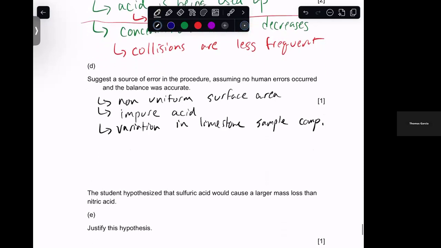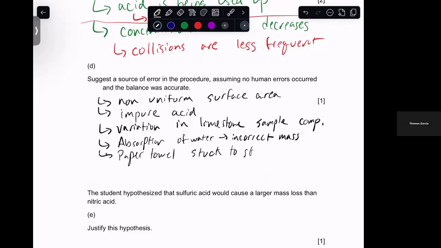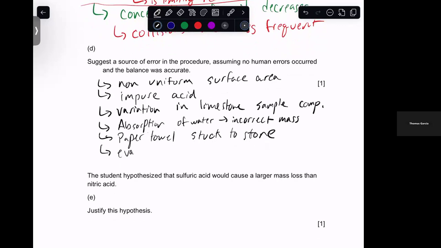There could be an absorption of water. The stone can soak up some water, which would lead to incorrect mass. Because then you're not just measuring the mass. In addition to incorrect mass, you could have paper towel stuck to the limestone, because they said they dried it off with paper towel when the best way to dry it is by letting it dry naturally. You could have evaporation on beakers. Now that would leave your solution with a slightly more concentrated acid solution.